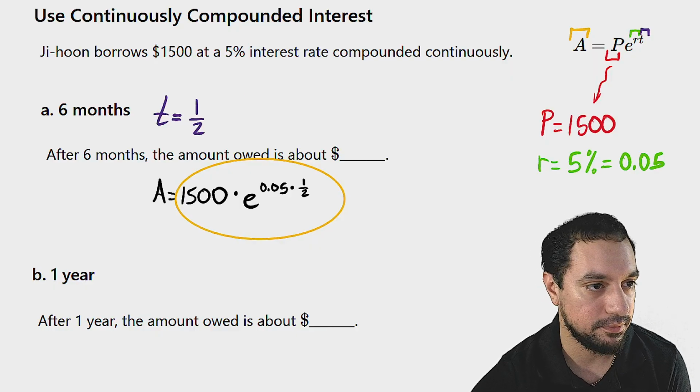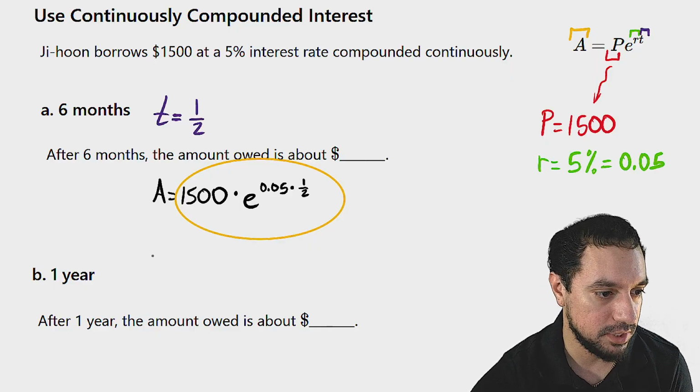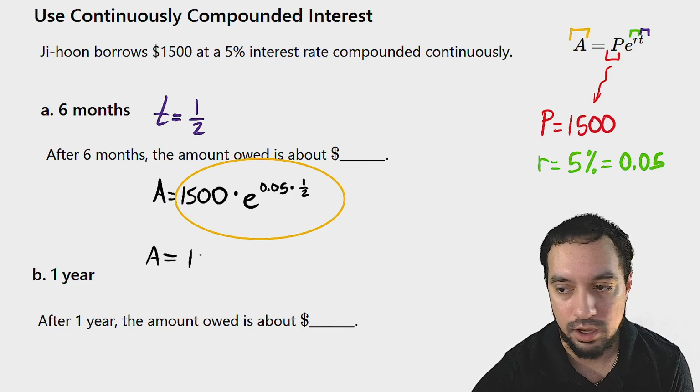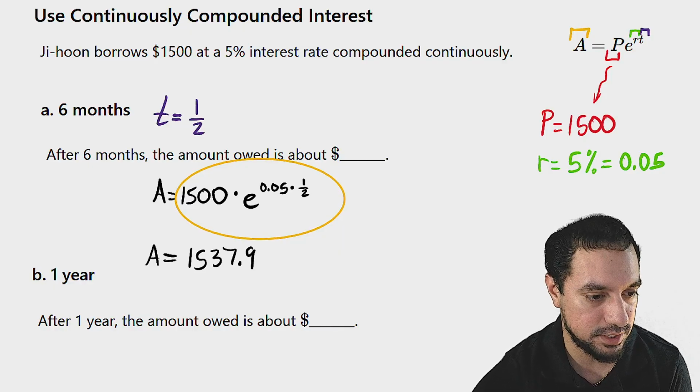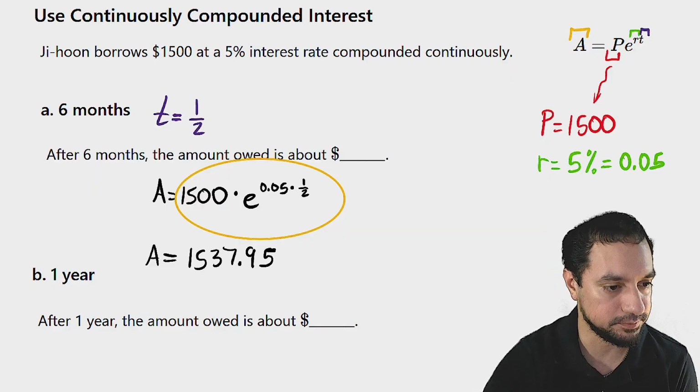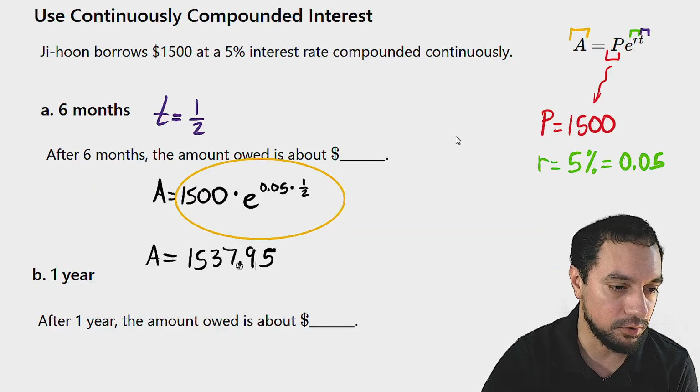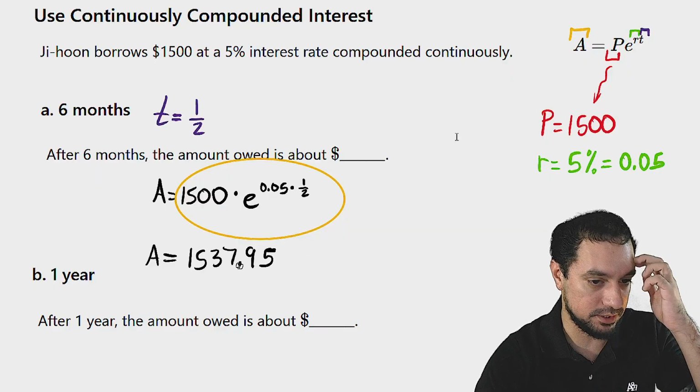And we end up getting $1,537.95. All right. Not bad for investing your money for 6 months.